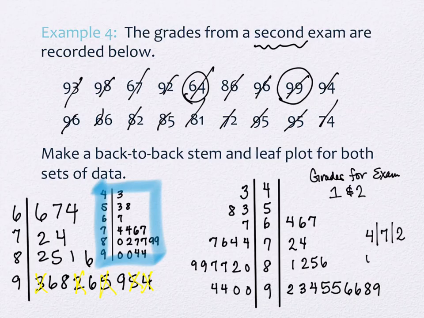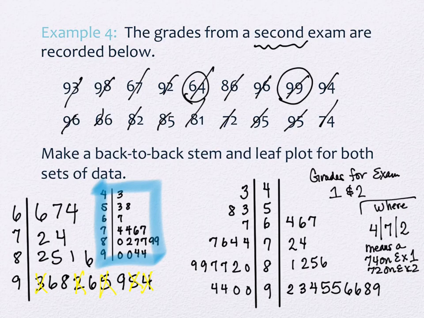And we're going to say where 4/7/2 means a 74 on exam 1 and a 72 on exam 2. I want to put that word above here. And I'm going to move this up just a little bit so it's not running into my other pieces. Feel free to put it like in a box, almost like you would see a legend or something on a map to distinguish it.